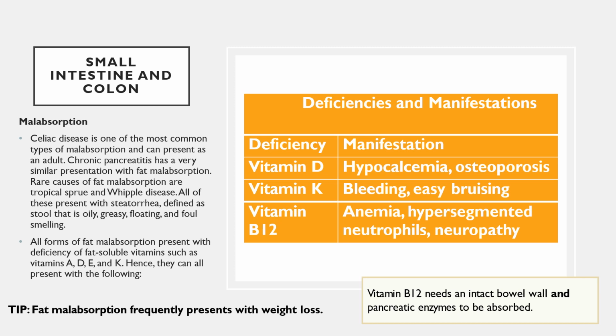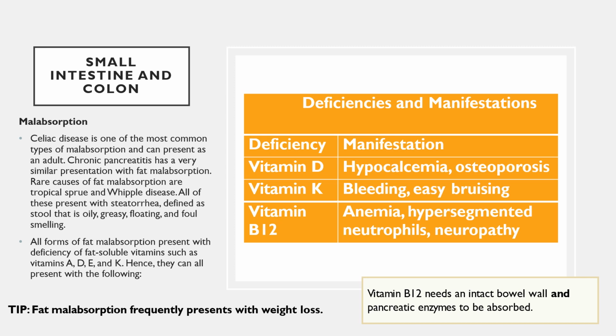The clinical tip here is that fat malabsorption frequently presents with weight loss. And another clinical tip is that vitamin B12 needs intact bowel wall and pancreatic enzymes to be absorbed. Malabsorption is related to celiac disease, which is one of the most common types of malabsorption and can be presented in adults.